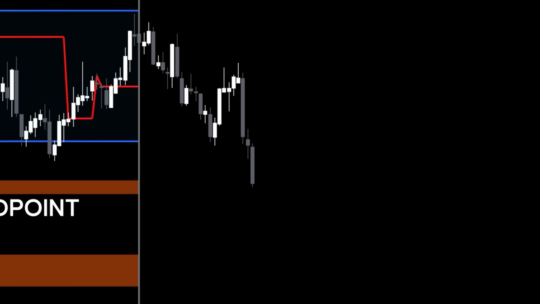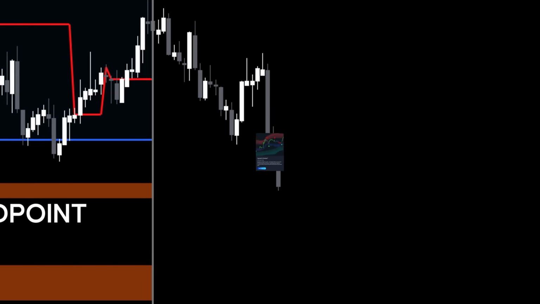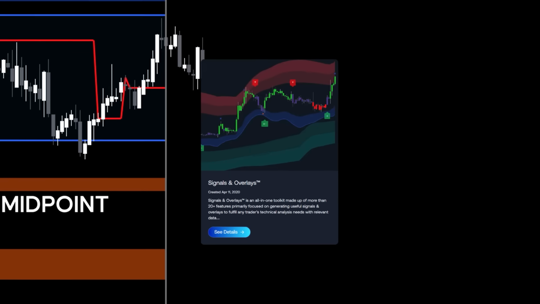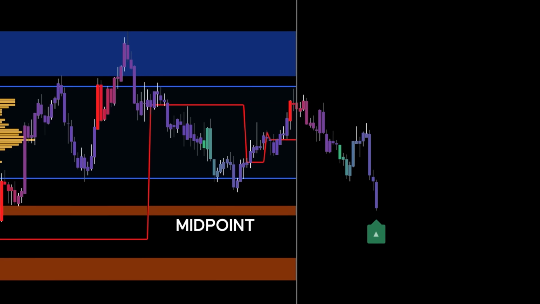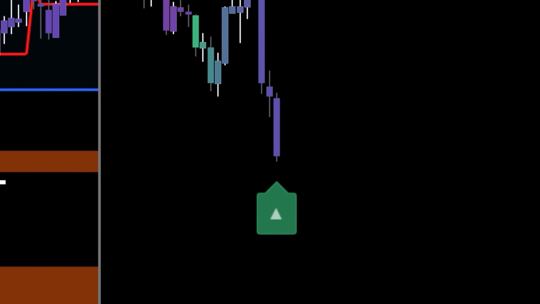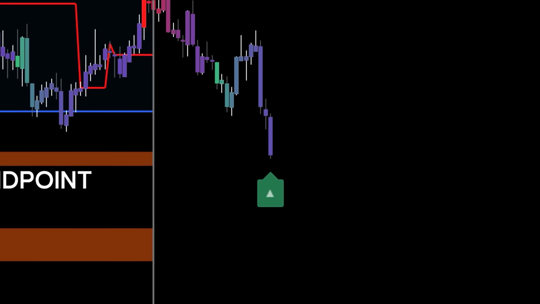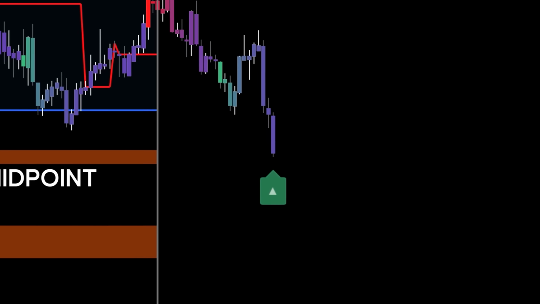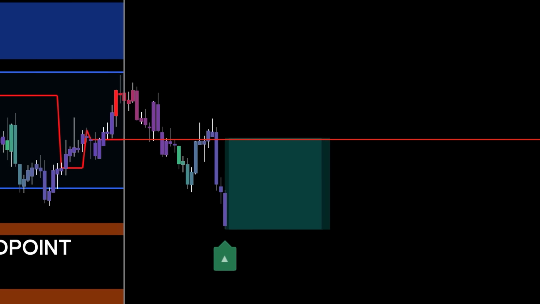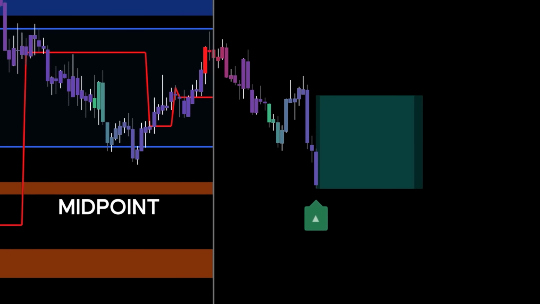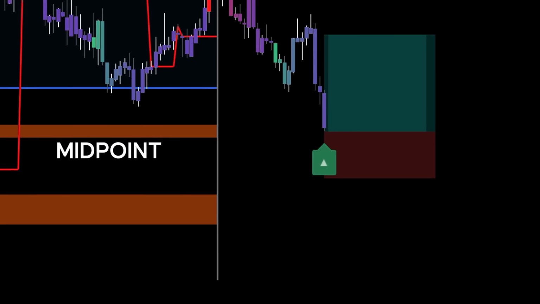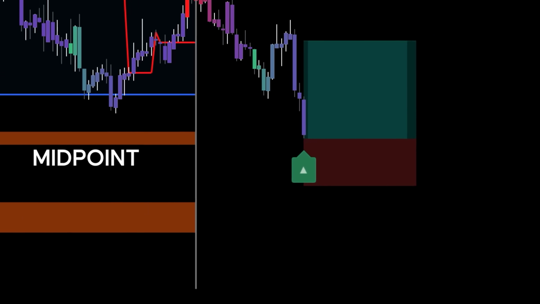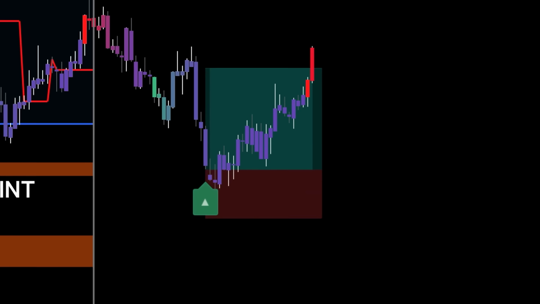But we don't just buy blindly, we wait for confluence, and that's where the signals and overlays algo comes in. Specifically, we'll use contrarian mode, which is designed to detect potential market tops and bottoms. Once we get confirmation from this signal, we're almost ready to pull the trigger. But before entering, we need to define our target. We aim for the point of control inside the value area, since that's where the majority of traders are likely positioned and price could face resistance. For the stop, we'll place it at the midpoint between the bottom of the value area and our entry. If the setup gives us a risk to reward of at least 1 to 1.5, we're good to execute.